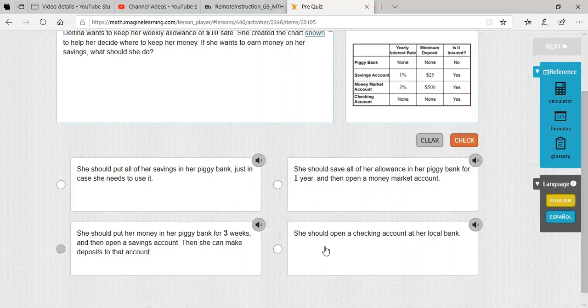She should open a checking account at her local bank. Well, the checking account does not yield any interest. So that's not a good choice because she wants to earn some money. Check.